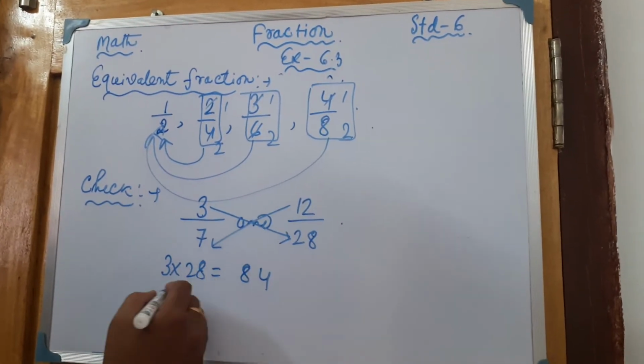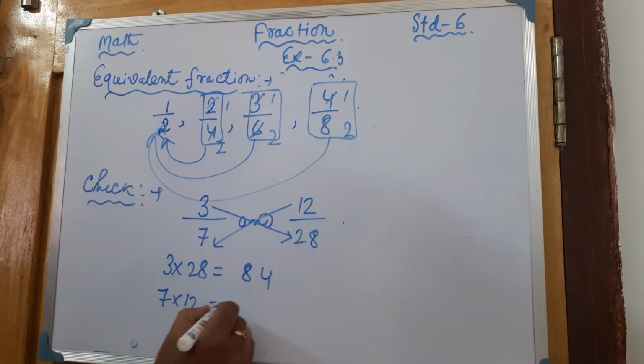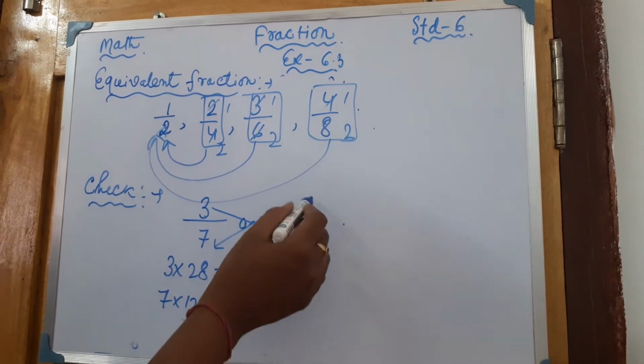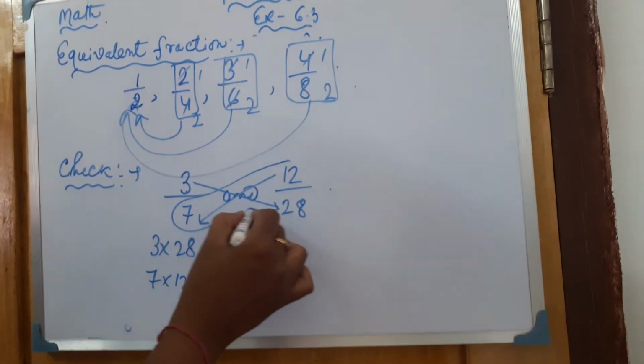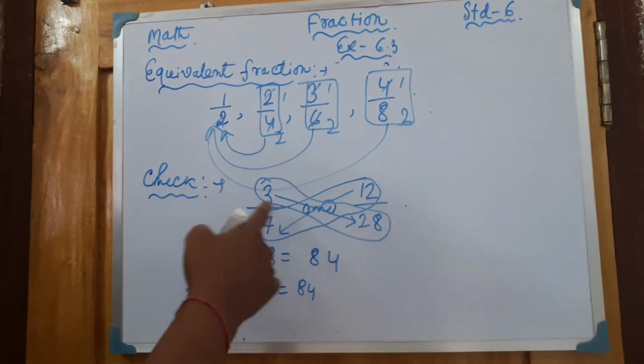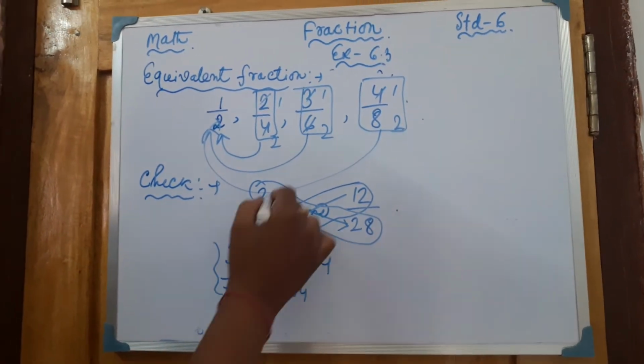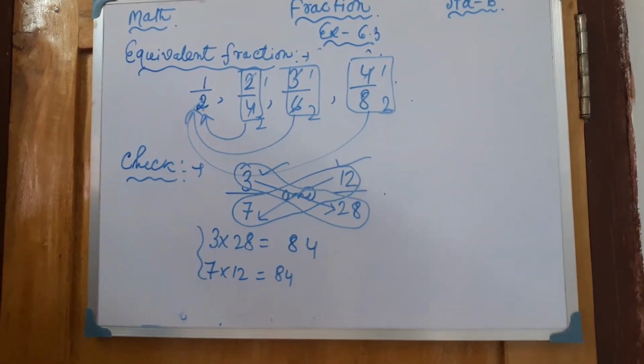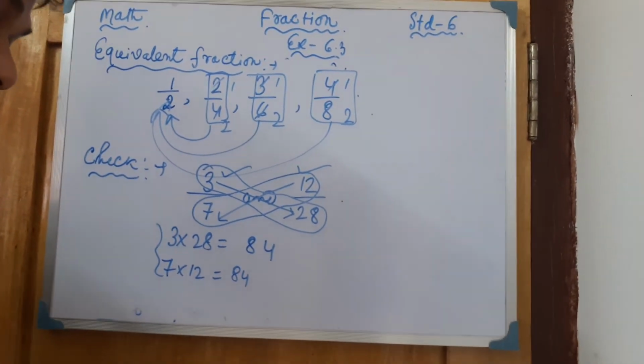84 will come. And if you multiply this one, then also 84 will come. So if the cross product of these two, that means this product and this product are equal, then you can easily say that they are equivalent fractions. So a question will come from here.